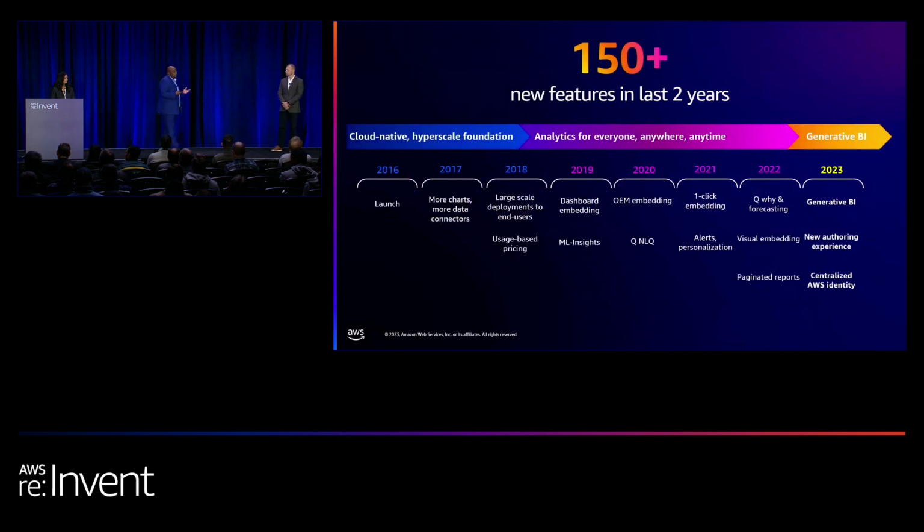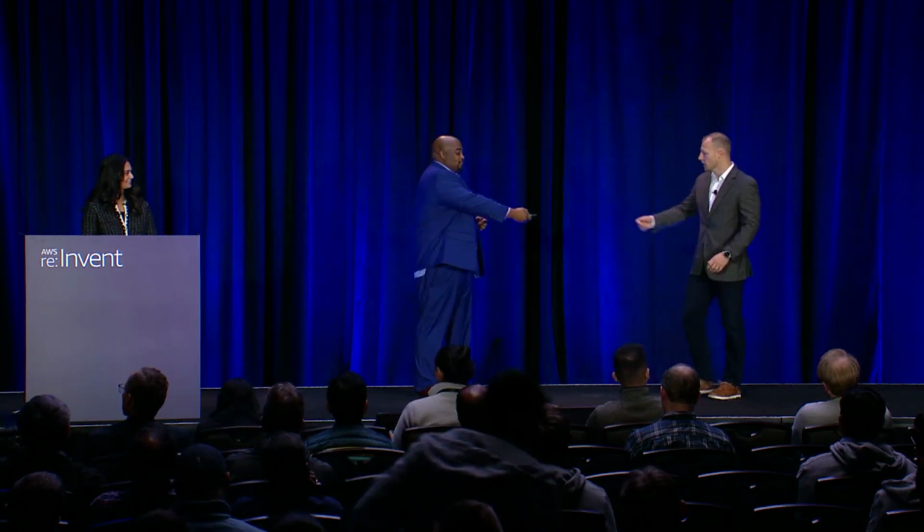Now, the thing I'm excited about that I've experienced over the last 5 years is the pace of innovation. So I started with QuickSight very early, and since then we've had 600 plus features. In the last 2 years, we've been super busy creating a lot of innovation as well, right? So definitely started out with that cloud-native hyperscale foundation. Of course, we've moved on to analytics for everyone, anytime and anywhere, as part of our embedding strategy. And now we moved on and incorporated things like generative BI as well. So I'll pass it over to you, Doug, for the next section.